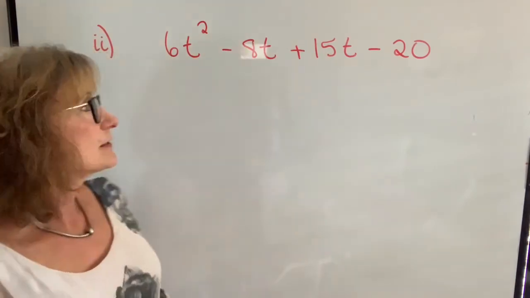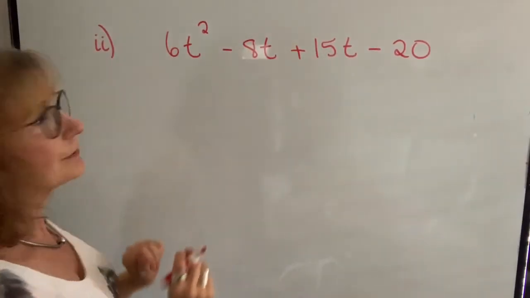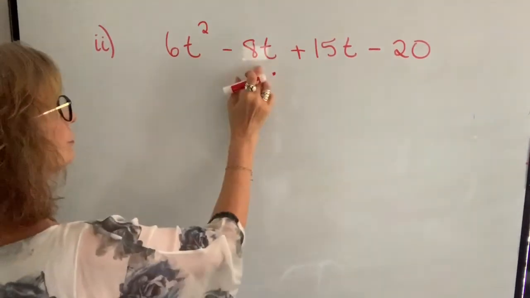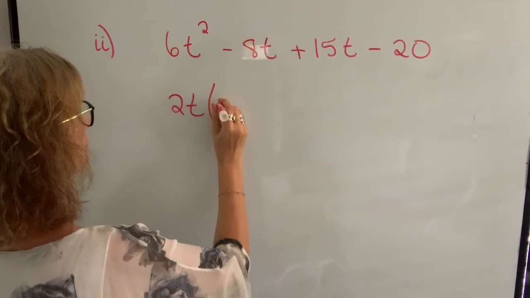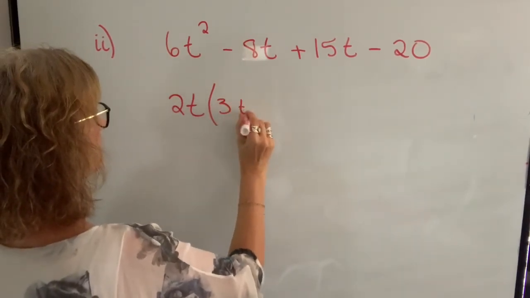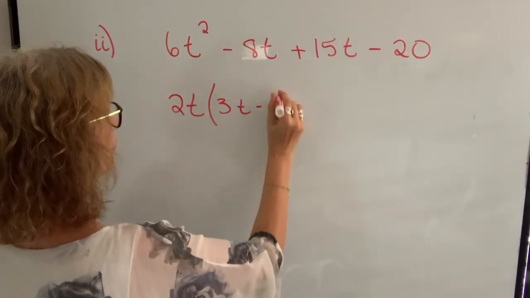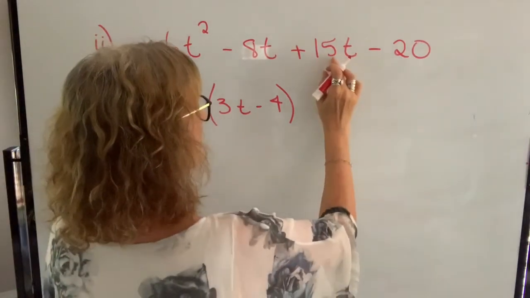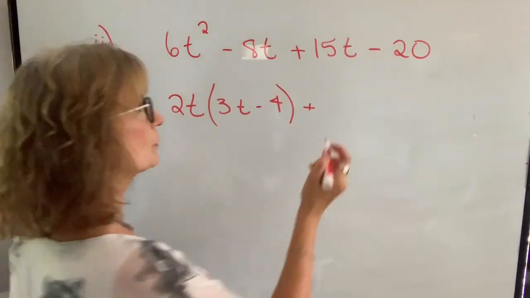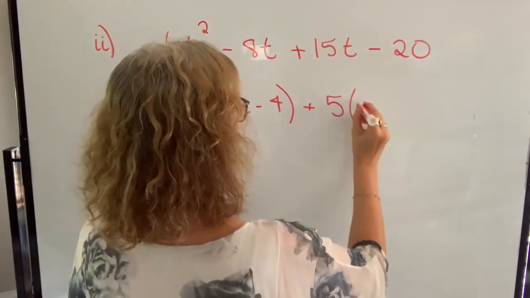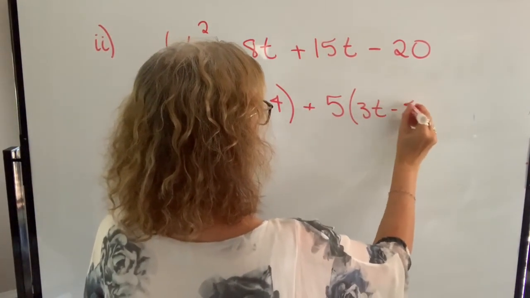by grouping. I can factor 2t out of these two terms, and I'm left with 3t minus 4. Then I look at these next two terms, and I can factor a 5 out of each of those, and I'm left with 3t minus 4.